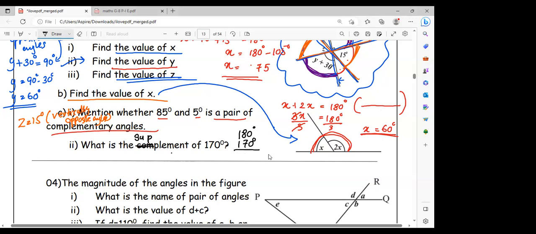Then supplement of the 170 is 10. Okay. I think now you should have a good refresh of the angles lesson. Okay, there are many such kind of questions in this book.